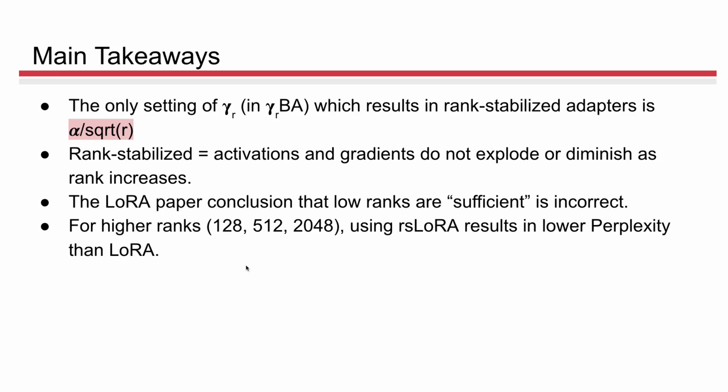The LoRA paper conclusion that low ranks are sufficient is incorrect, and for higher ranks, even up to 2048, using rsLoRA results in lower perplexity than LoRA, which is what we would expect. We're training more parameters, we would expect better performance. So that's it for the rsLoRA video. A really interesting, simple, very practical piece of research that I think is going to be really interesting to try out when I'm training my own models.